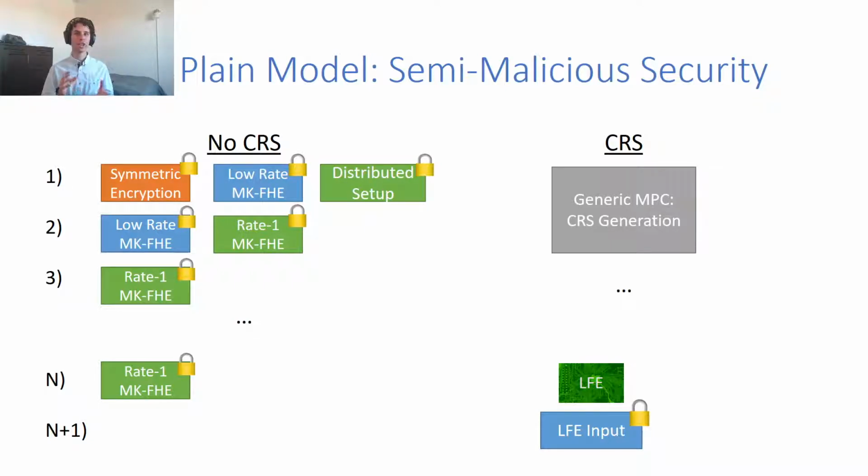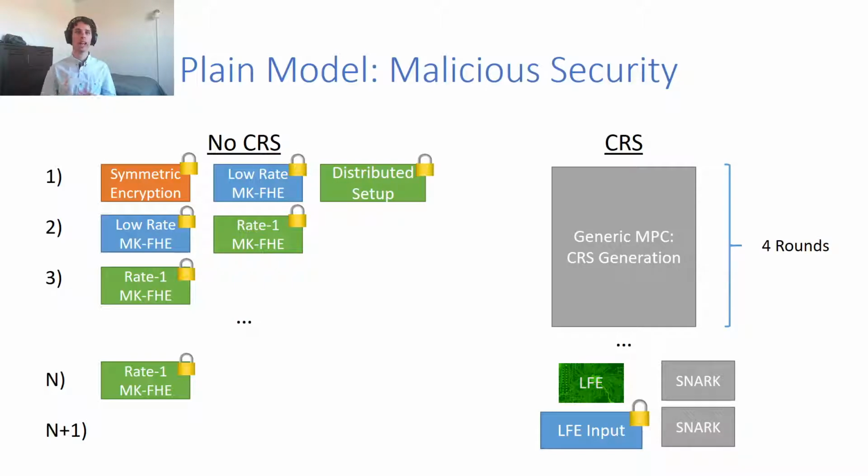It turns out we can actually replace the CRS for the rate 1 MKFHE with a distributed setup procedure which just takes one round. We adapt that distributed setup procedure from Benhamouda et al., and it has security against even malicious adversaries. Then, for the rest of the components which need a CRS, these are only needed later in the protocol. So we can just use a generic 2-round semi-malicious MPC without increasing the number of rounds. This slide only shows the construction for the round n+1 compiler, but similar ideas hold for the round n compiler.